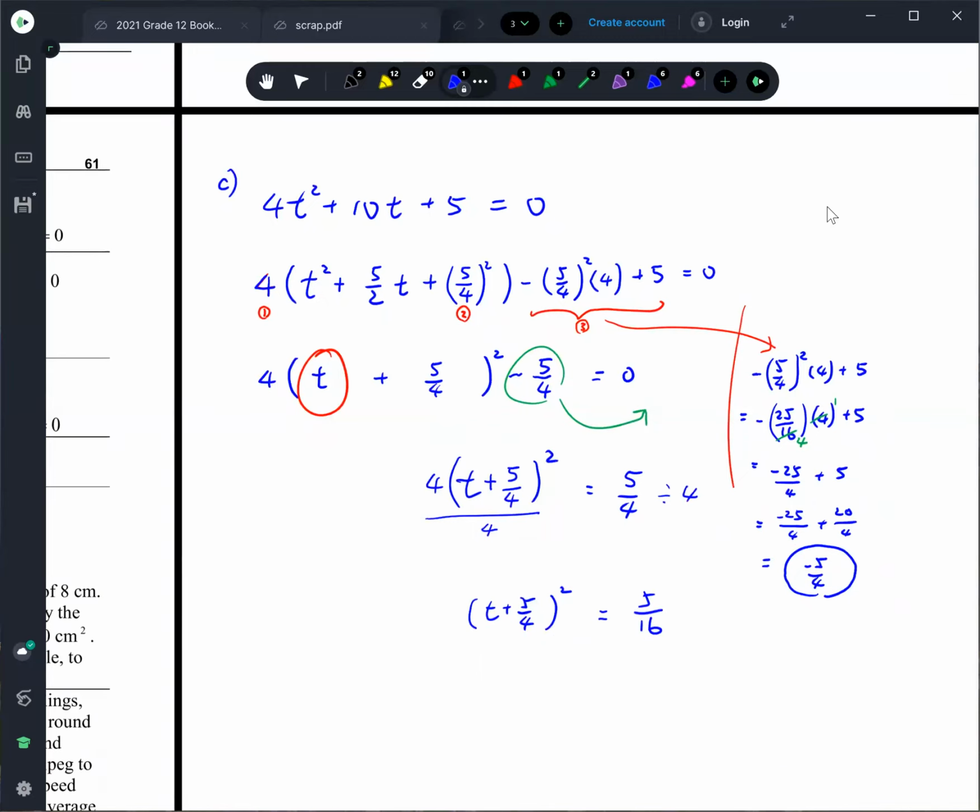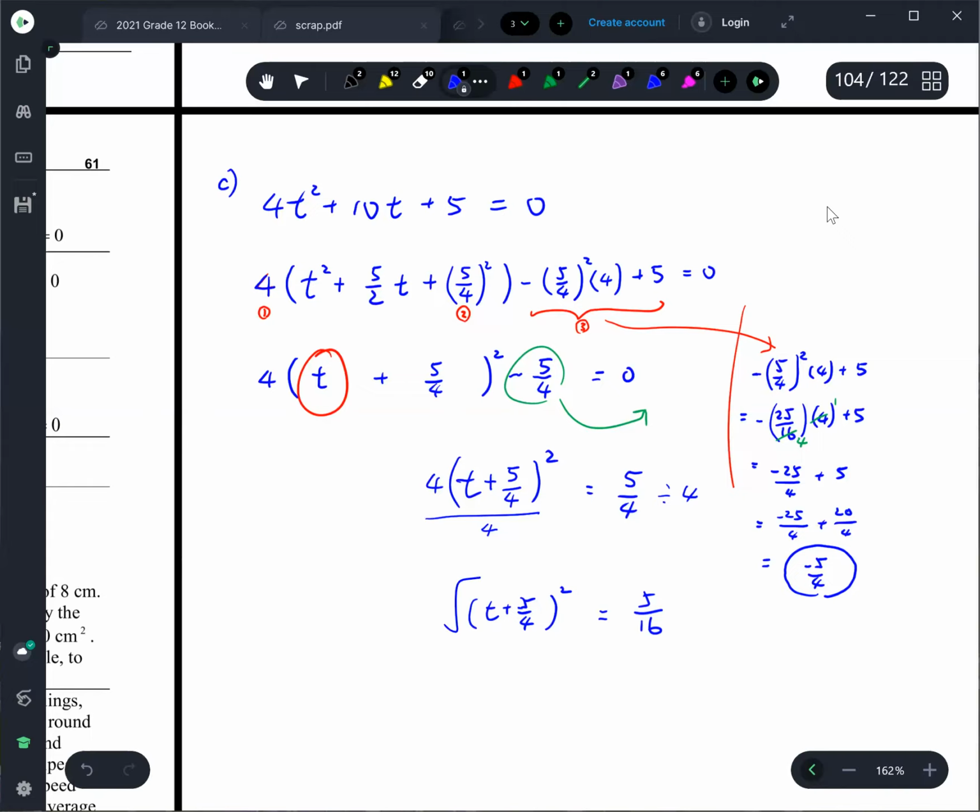And then what's the next thing we want to get rid of? The squared. Yeah, very good. How do we get rid of that? I'm not quite sure. What's the opposite of square? Root. Yeah, we do square root on both sides.